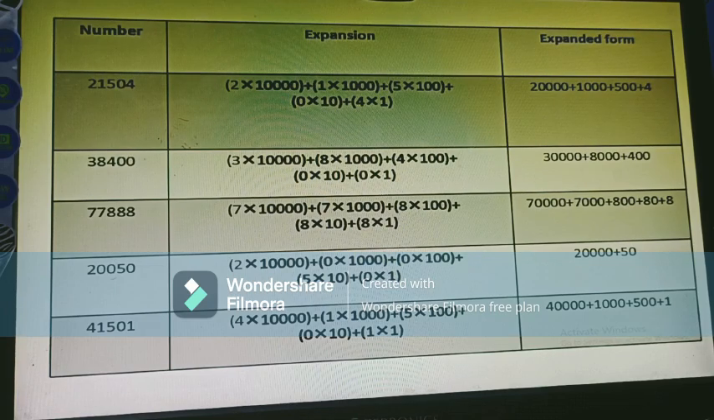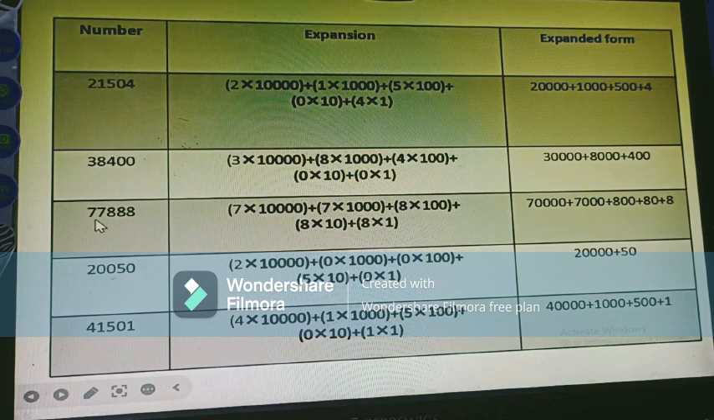77,888. So again we can explain the place value. First 8 is ones place, second 8 is tens place, third 8 is the hundreds place. First 7 is the thousands place, second 7 is the 10,000s place. So first 7 into 1,000, second 7 into 10,000. First 8 is 100, second 8 is tens, third 8 is multiplied by 1. So here no 0 is given. You can write all the numbers here. So all places are available.